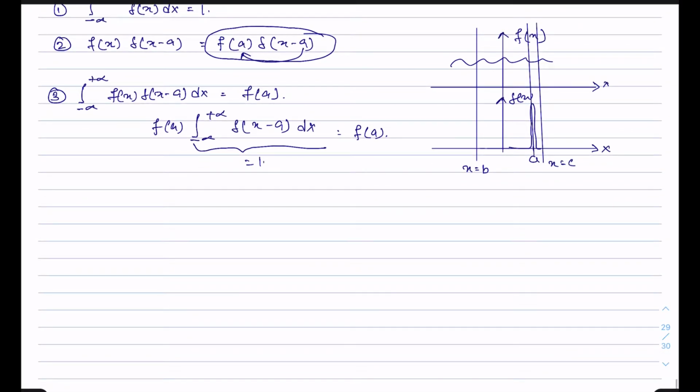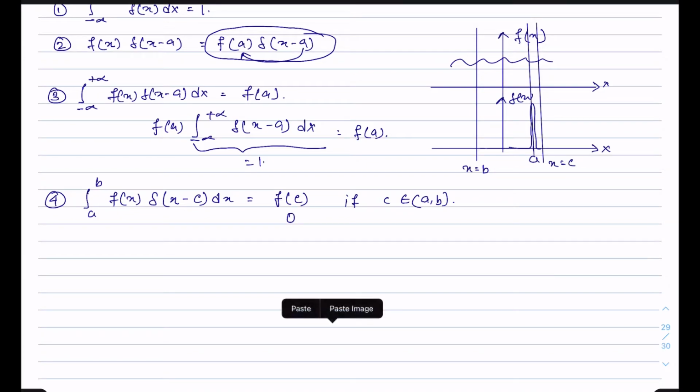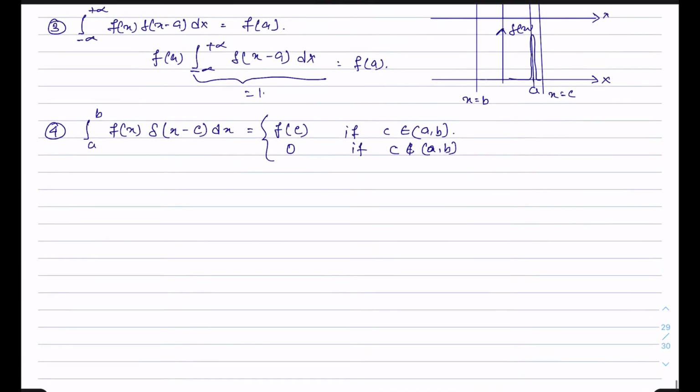Basically I integrate this term from minus infinity to plus infinity. Another way of writing this is the integration from a to b of f(x) delta(x minus c) dx equals f(c) if c belongs to between a and b, and it will be 0 if c does not belong to between a and b. So this is another way of representing this property.